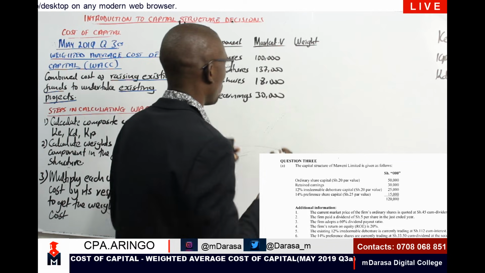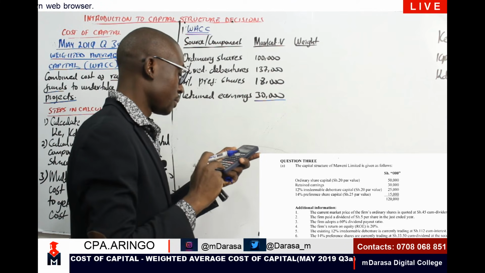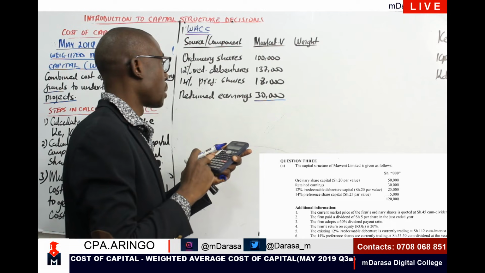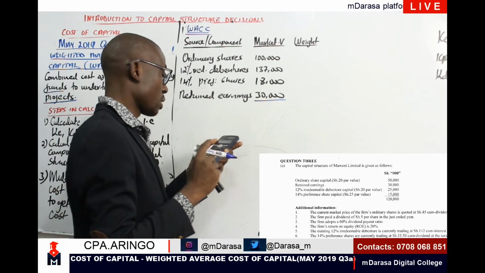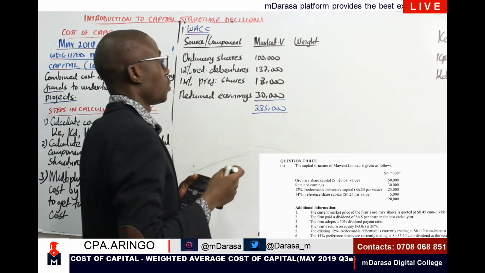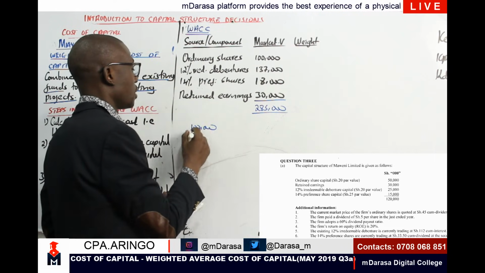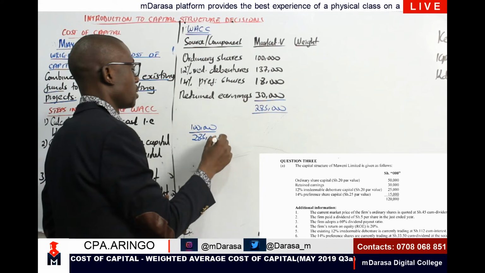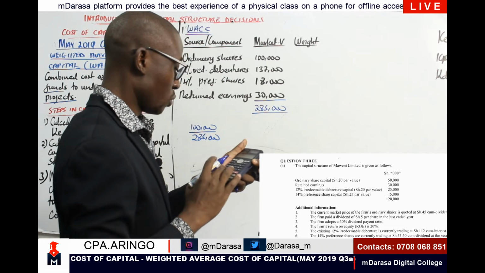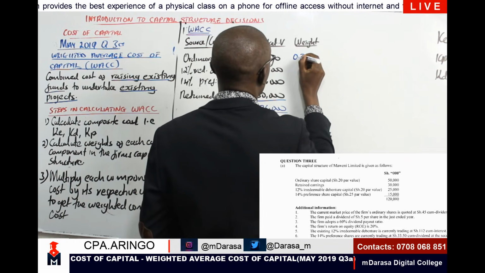How will we determine our weights? First of all, let us determine the total here. 100 plus 137 plus 18 plus 30 to give us a figure of 285,000. So therefore, our weight here, we should be talking of 100 of 285,000. That should give us 100 divided by 285 to give me a figure of 0.35.